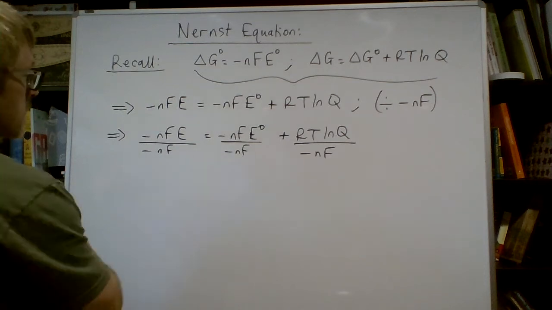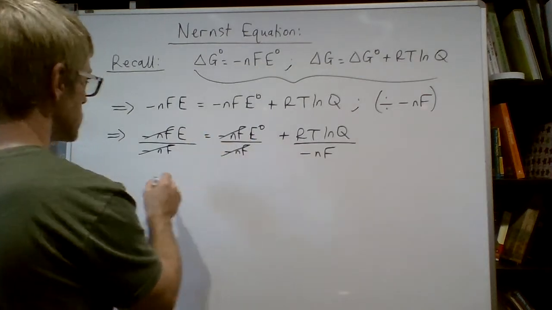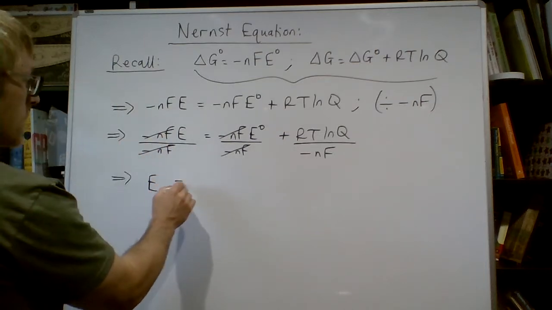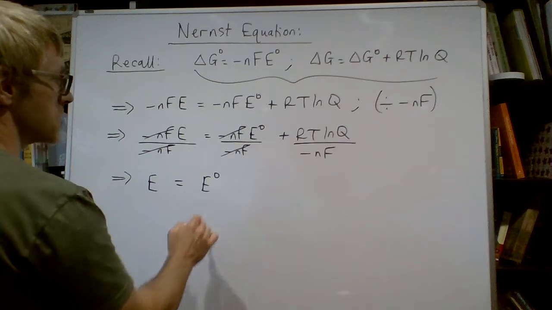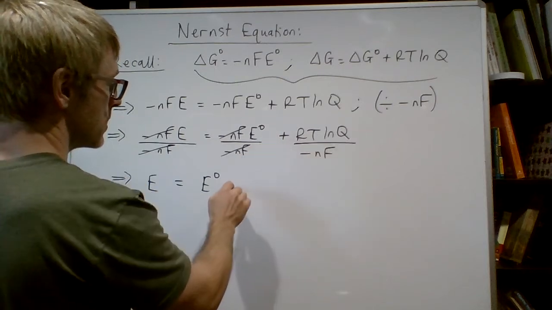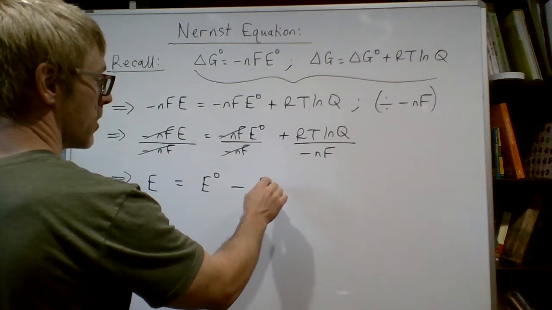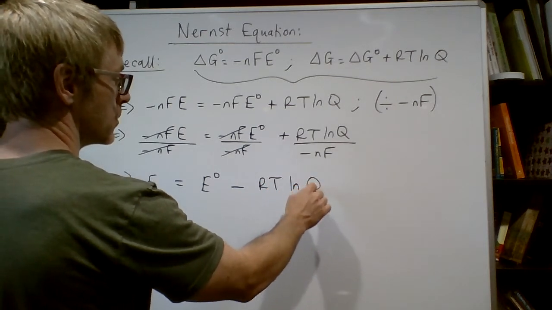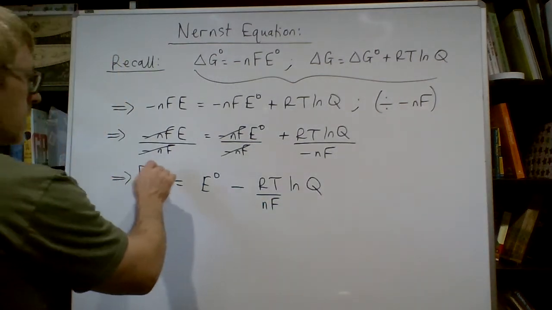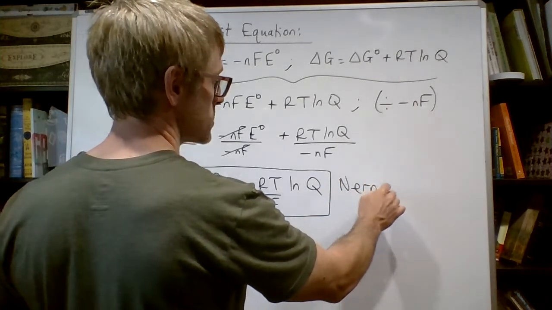If we actually do this calculation, the minus NF cancels, the minus NF cancels, and we get left with the voltage under non-standard conditions is equal to the voltage under standard conditions. The negative in the denominator supersedes this positive, and makes the overall correction factor a negative, and we have RT log Q over NF. And this is how it will be presented to you in a textbook. This is the Nernst equation.